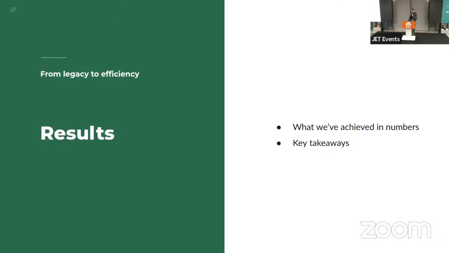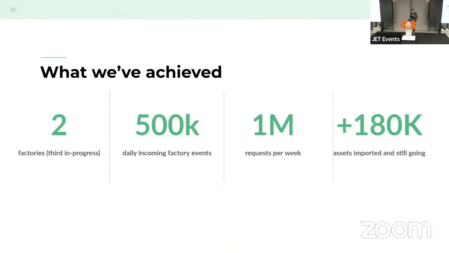To conclude the presentation, let's see the numbers. We are already connected to two factories, and the third one is in process. We handle 500,000 events daily related to the production line, and our gRPC API is invoked 1 million times weekly. So it's going well. We've ingested more than 180,000 assets, and this number is still going up.